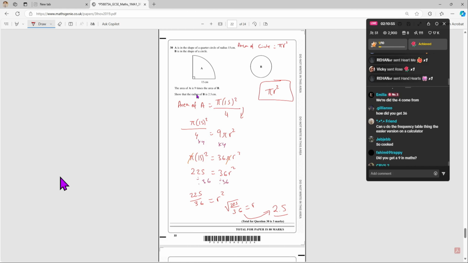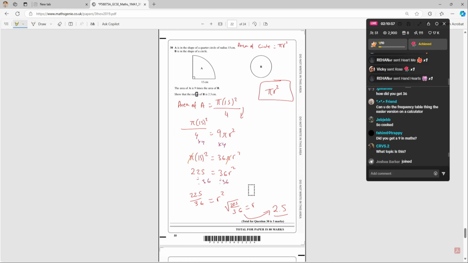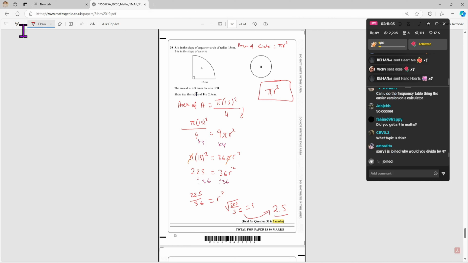So do you at least get some of the question? This is the area of a circle.